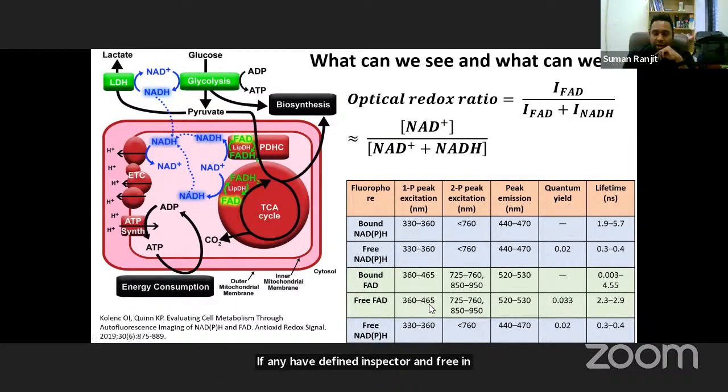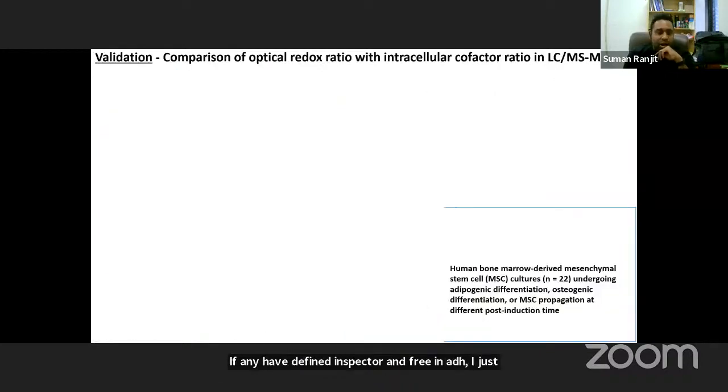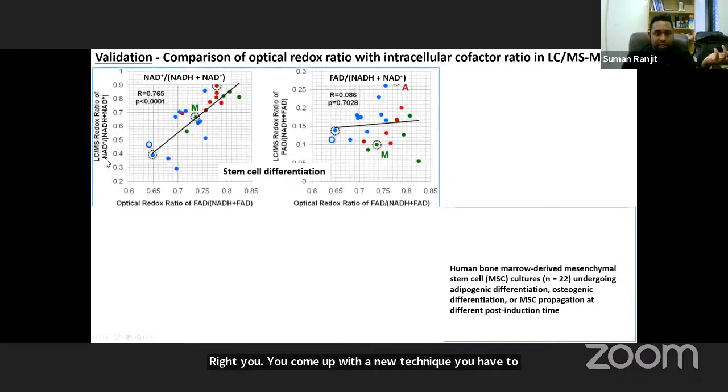Anyway, it doesn't matter. So the first thing is how to validate it, right? You come up with a new technique, you have to validate it in some way. And so this validation is the old school method using LCMS, liquid chromatography mass spectrometry.